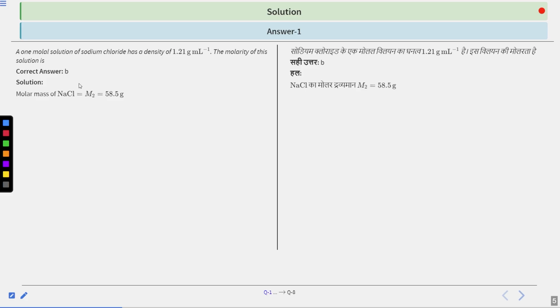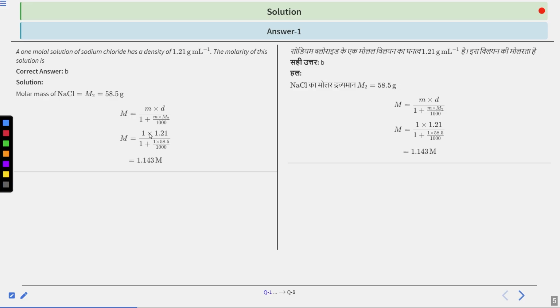First of all, we will calculate the molar mass of NaCl. Because this is given, it is sodium chloride, so 58.5 grams. So you can use the formula directly also, which is M, molarity, is equal to m into d by 1 plus small m into M2 by 1000, where M2 is the molar mass of NaCl. If you put all these values, you will get your molarity as 1.143. Clear?